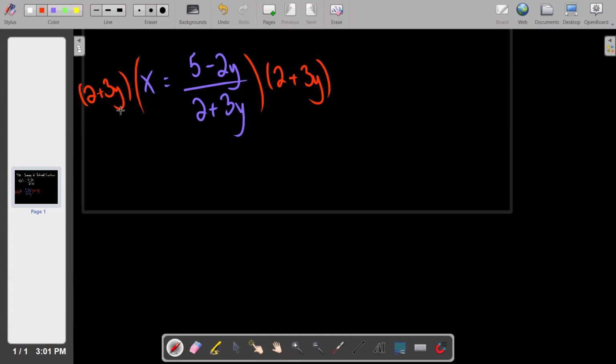So that's always going to be step one, is to say, hey, can I stop this thing temporarily from looking like a rational function? Because we want everyone to be up on the open level playing field so we can move things around and shuffle. So on this right-hand side, the 2 plus 3y's are going to cancel, and we're going to be left with 2x plus 3xy equals 5 minus 2y.